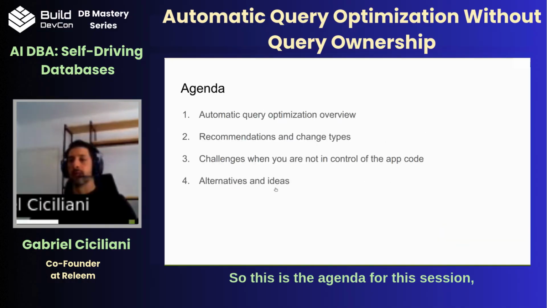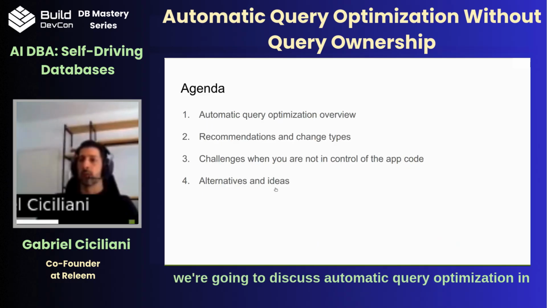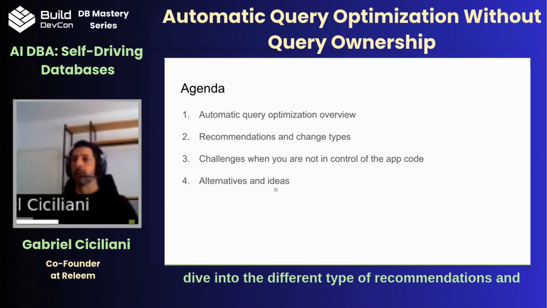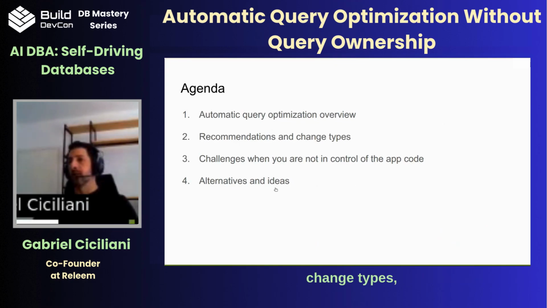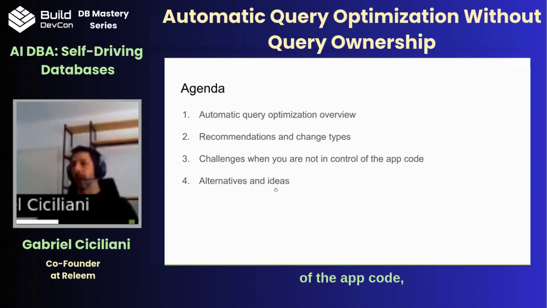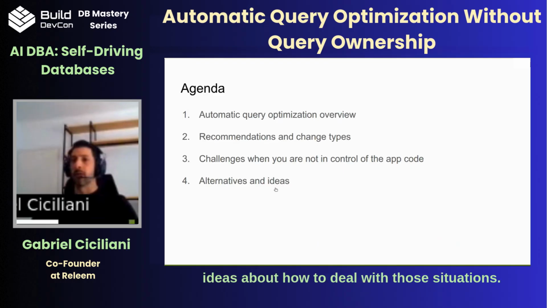So this is the agenda for this session. We're going to discuss automatic query optimization in general, kind of an overview. We're going to deep dive into the different types of recommendations and change types. And then the challenges when you are not in control of the app code. And finally, some alternatives and ideas about how to deal with those situations.